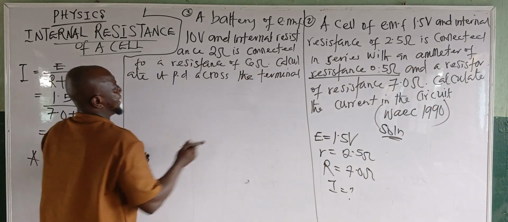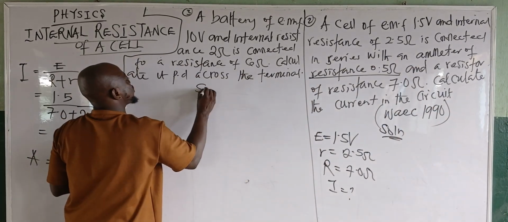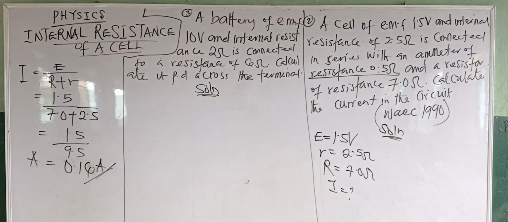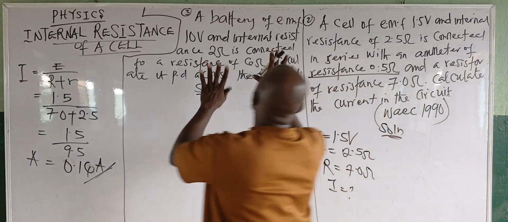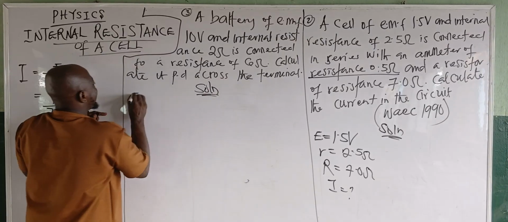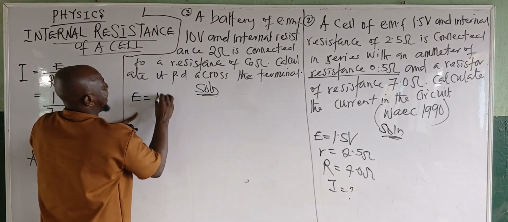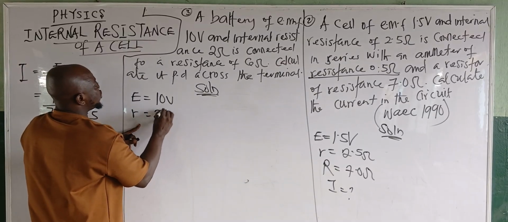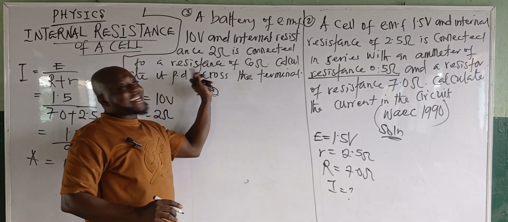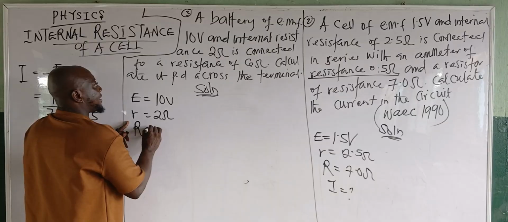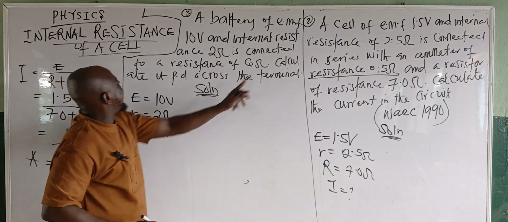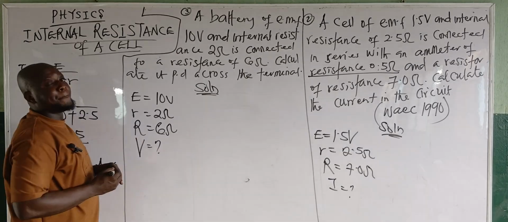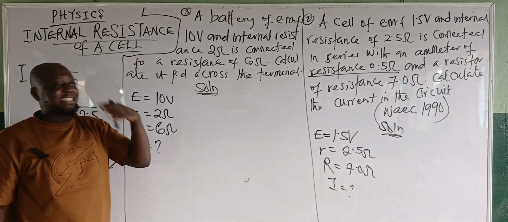So this is what we have here now. First task is to identify what and what is given to me and you. Now, what and what are we given here? EMF has been given to be what? 10 volts. An internal resistance, which is small r, is given to be 2 ohms. Is connected to a resistance. That means big R is given to be 6 ohms. They said we should find the PD. PD is our V. That's the meaning. Potential difference is known as your V.